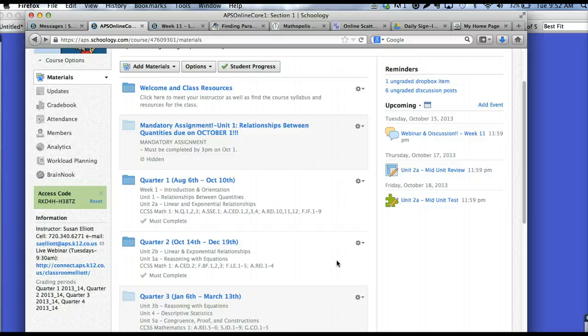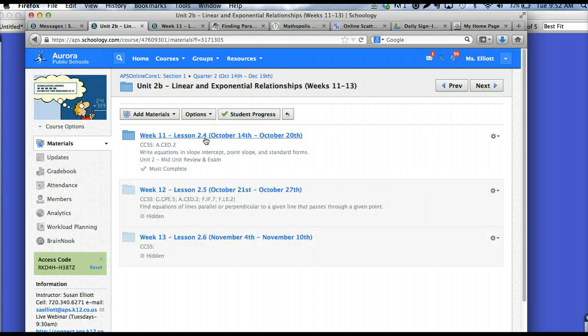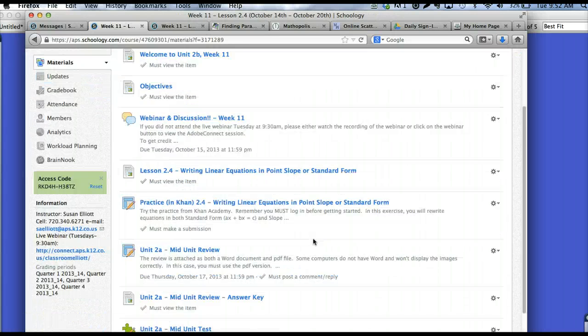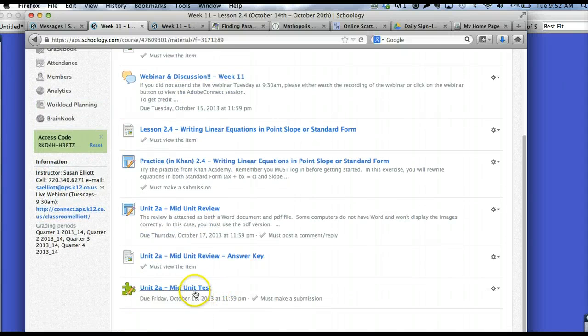So once you get done with weeks 8, 9, and 10, you'll go to quarter 2, and that's where we are now. Okay, we're in unit 2B, and we're at week 11 right here, which is where you guys clicked in order to get to our webinar, which is right here. Okay, so that is where you would be when you're current. And you'll notice at the end of this week, we do have a mid-unit test for 2A, and there's a mid-unit review with an answer key.